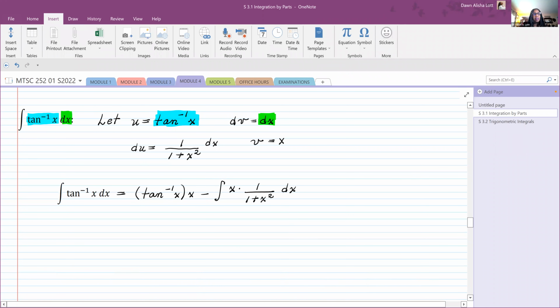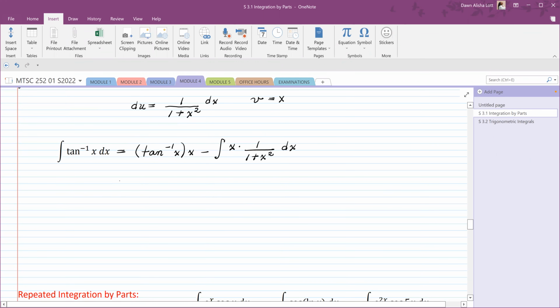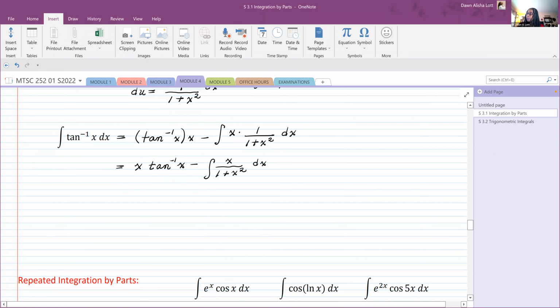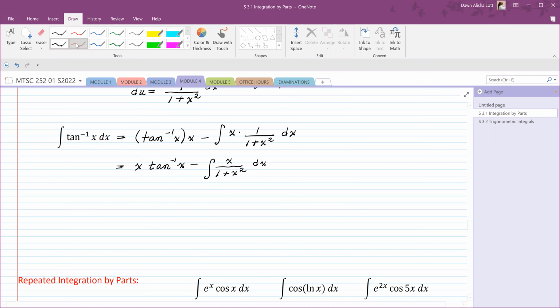So this is now x times the tan inverse of x minus the integral of x over 1 plus x squared dx. Now I have to work on this little integral by itself. So the integral of x over 1 plus x squared dx.